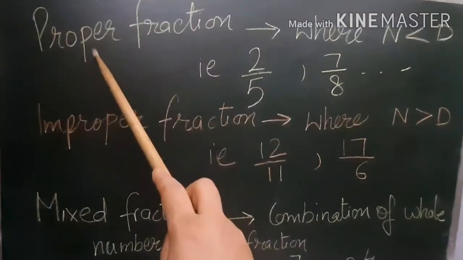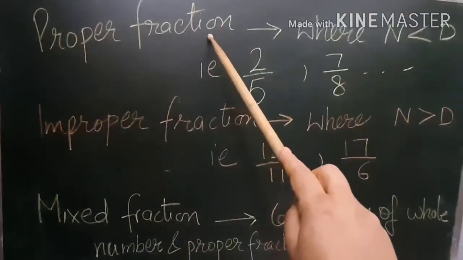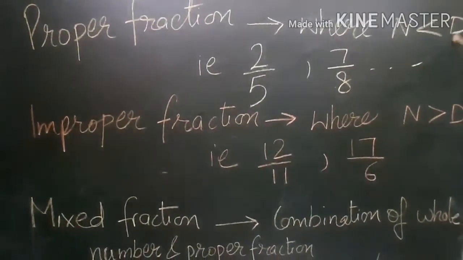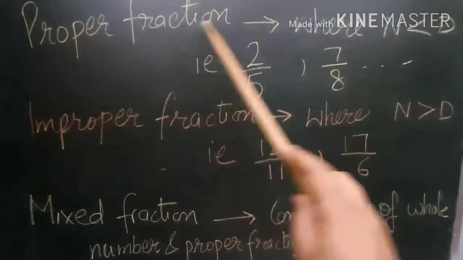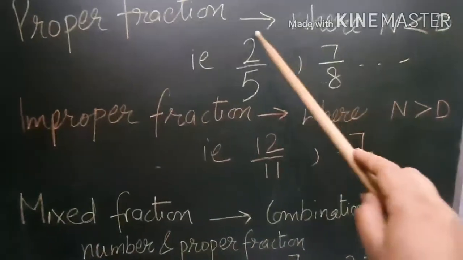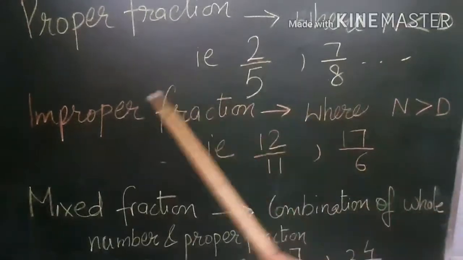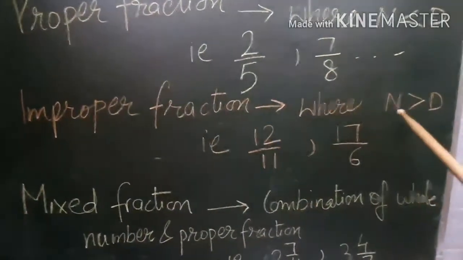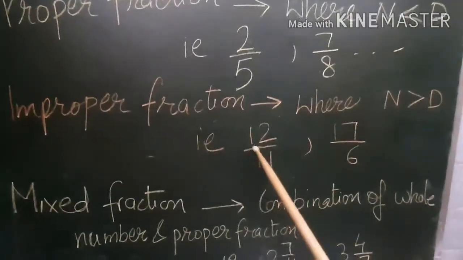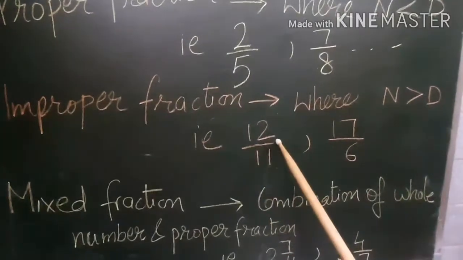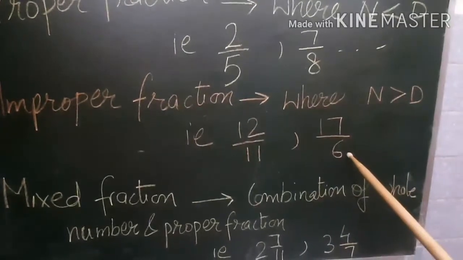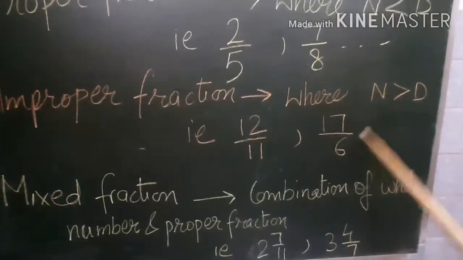Now let us understand what proper fractions are. Proper fractions are those fractions in which the numerator is less than the denominator. They are known as proper fractions. In the case of improper fractions, the numerator will be greater than the denominator. In this case, the numerator is 17, whereas the denominator is 6. 17 is greater than 6.